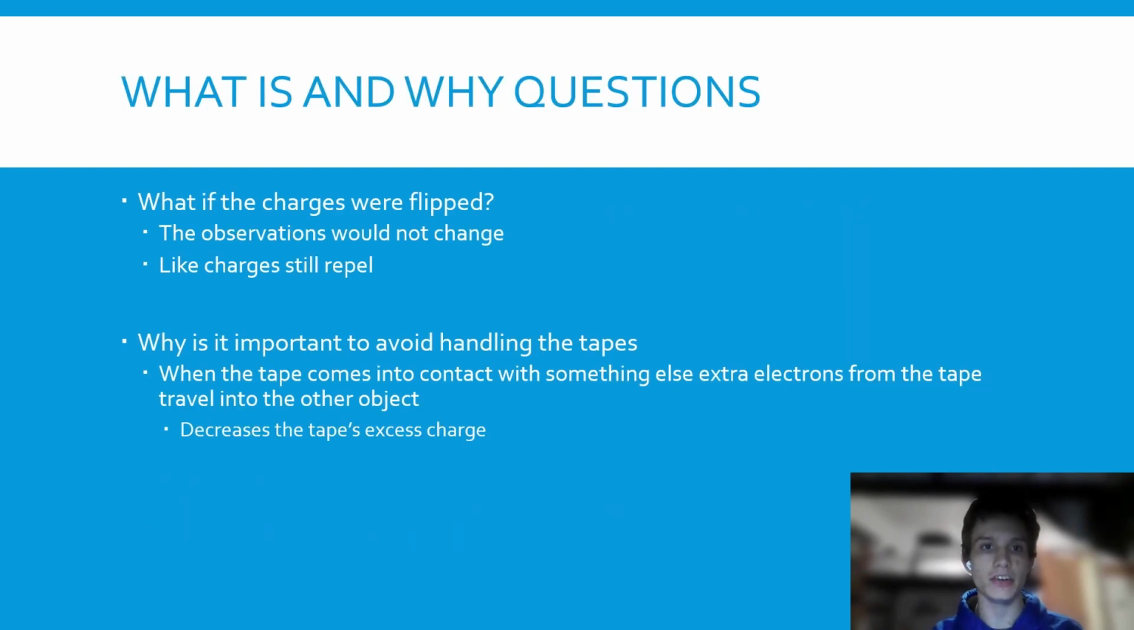Next, I considered what the lab would look like if the U-tapes had an opposite charge. I decided that this would not significantly change the results of the lab, as the U-tapes would still have like charges and therefore be repelled. I also considered why it would be important not to handle the tape much. This was important because handling the tape would allow the extra electrons to dissipate, decreasing the excess charge.